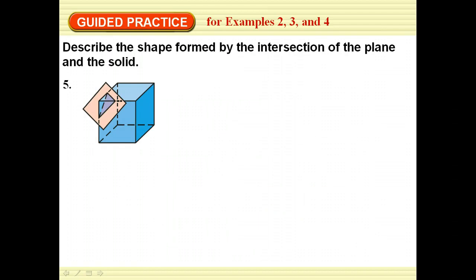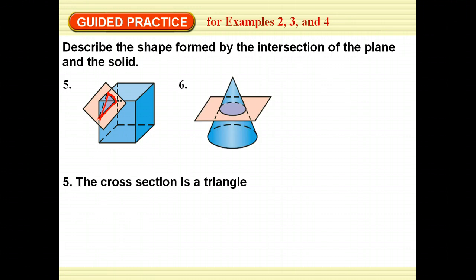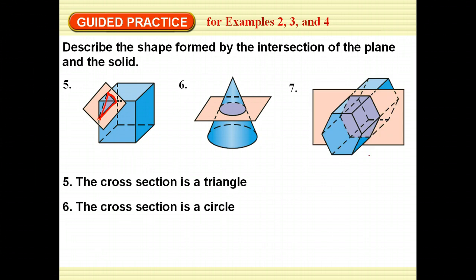Describe the shape formed by the intersection of the plane and the solid. So I see here I've sliced through just this corner of the cube, and what it ends up with is a triangle. In this one, I slice through a cone, and what I end up with is a circle. In this one, it looks like this is 1, 2, 3, 4, 5, 6-sided, so a hexagonal prism, and I slice through it, and I just get another hexagon.